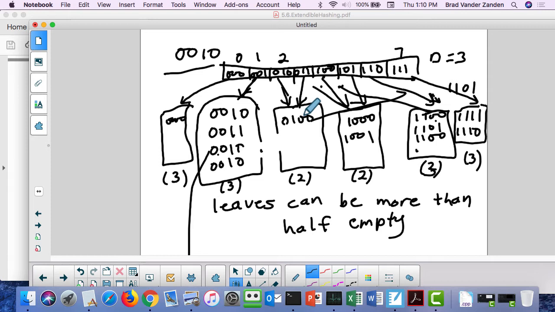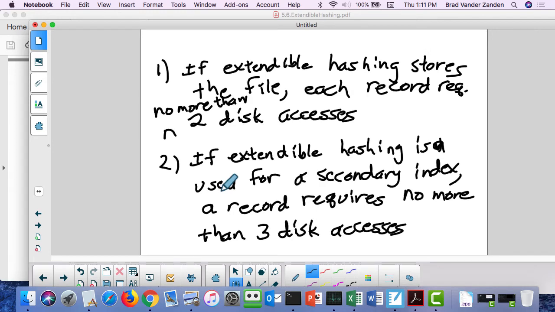Okay? So essentially, extendable hashing is a cool, almost like merging or symbiosis between hashing on the one side and B plus trees on the other side, guaranteeing that we only have at most two accesses when the extendable hash tree is the physical organization for the file, and no more than three disk accesses when it is the secondary index. That's why we use extendable hashing for secondary indices. Very simple, super simple to implement, unlike B plus trees, and no more than three disk accesses.